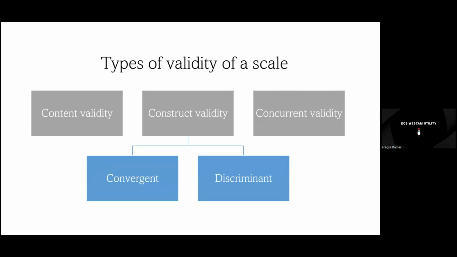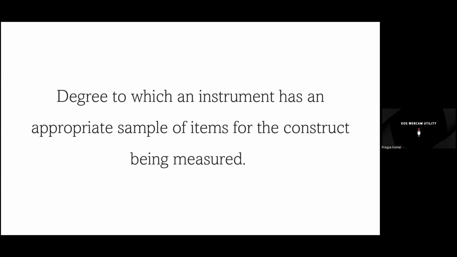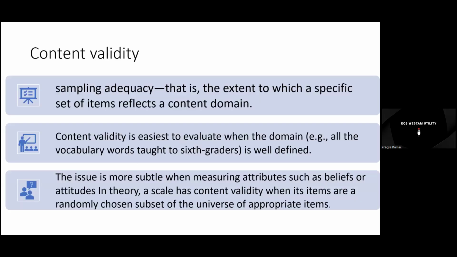Again, just to classify, construct validity is classified into convergent and discriminant validity. So I am discussing content validity. What is content validity? The items which you have selected, are they representing the construct or not? This is your content validity. The definition is the degree to which an instrument has an appropriate sample of items for the construct which you are going to measure. That is your content validity.